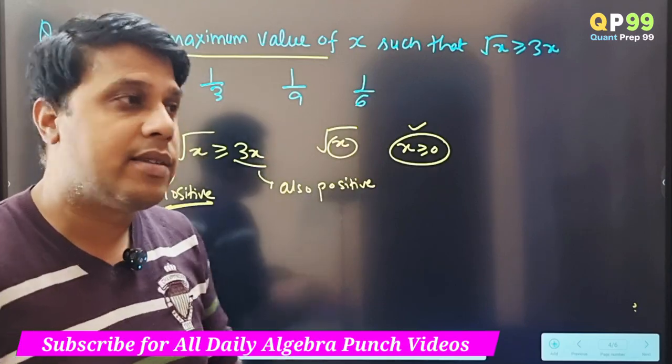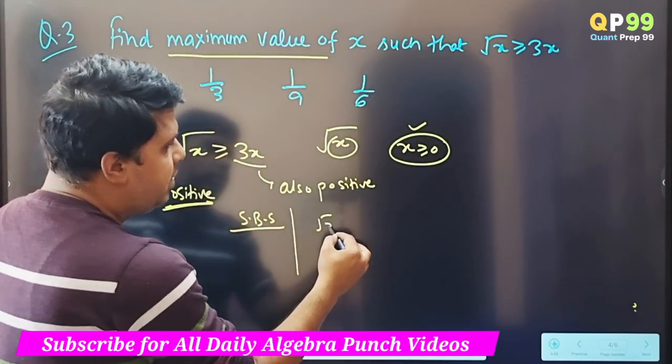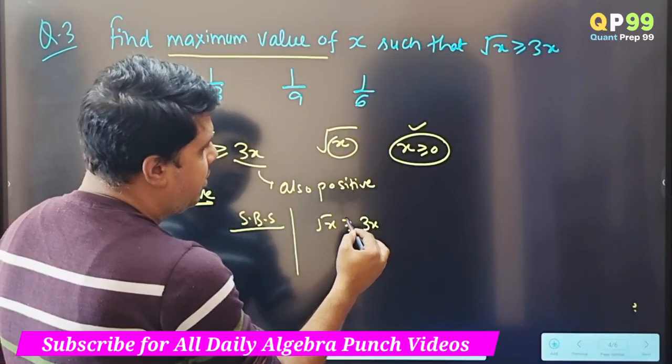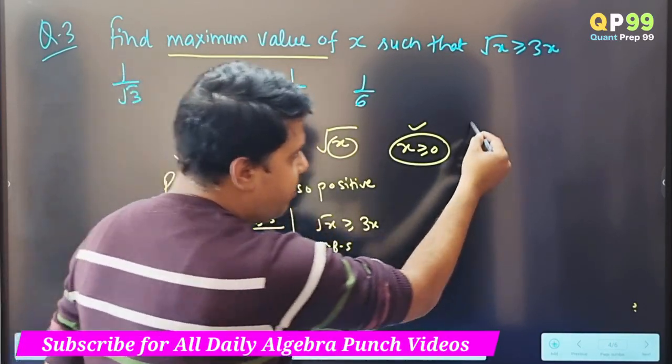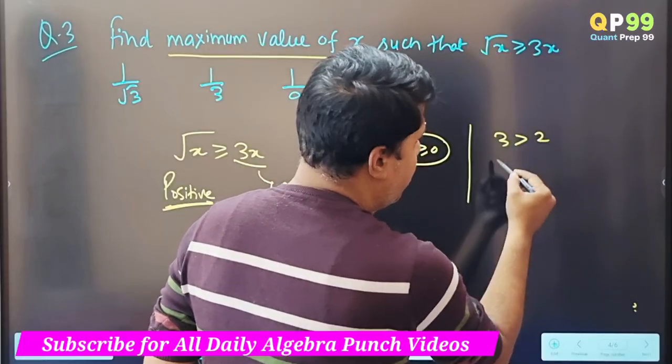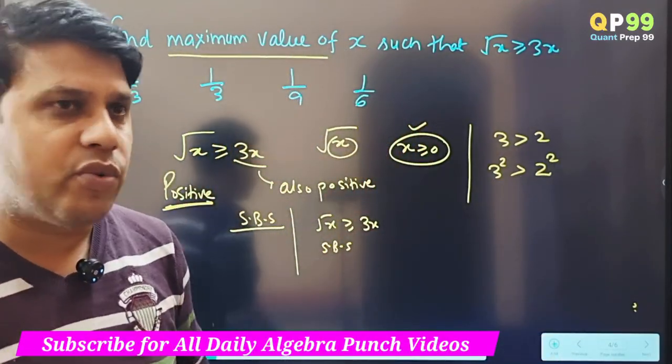अब हम इसका स्क्वायर कर सकते, राइट? Now squaring both sides, that's why. So this is squaring both sides, because this is also positive, this is also positive, because 3 is greater than 2, both are positive numbers, then 3 square should be greater than 2 square, which is very true, right?